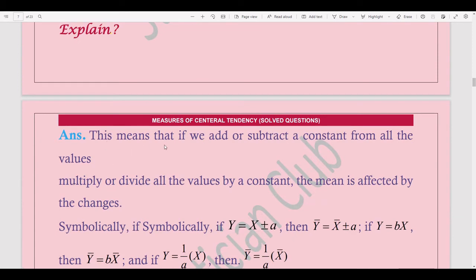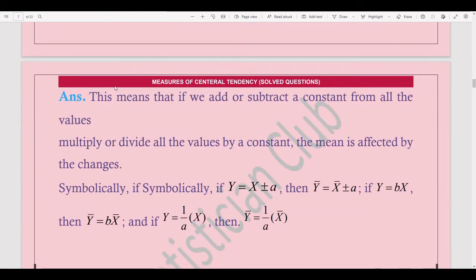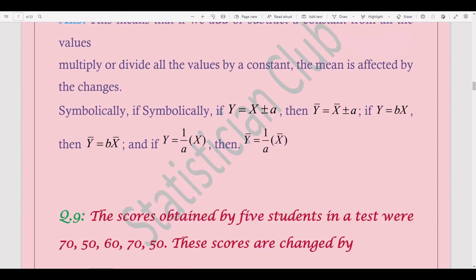Here is the answer. I explained a little bit here, and now we read it. This means that if we add or subtract a constant value from the data set, or multiply or divide the values by a constant, the mean is affected by these changes. Symbolically, if y is equal to x, the data set, plus or minus a, where a is any constant which we add or subtract, then by taking average, y bar is equal to x bar plus or minus a.